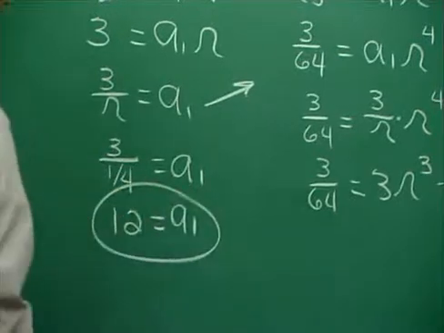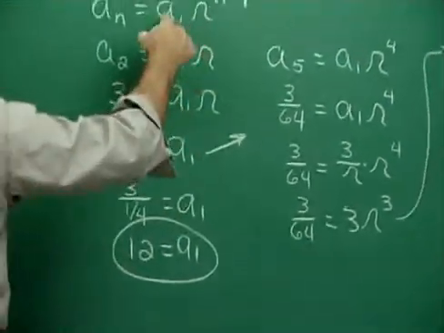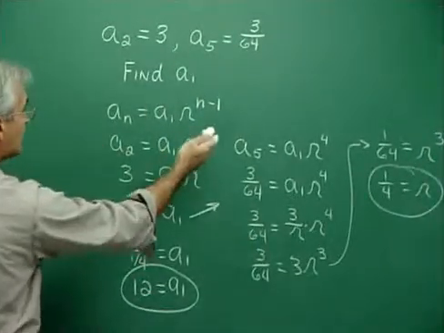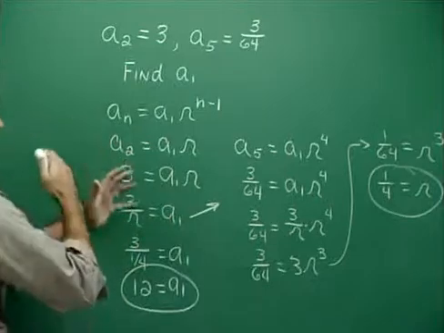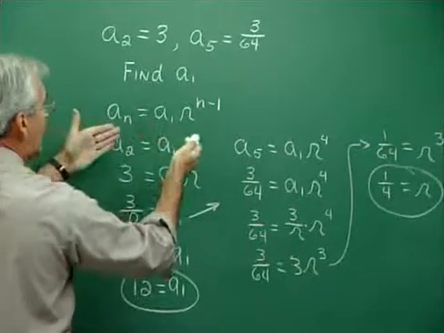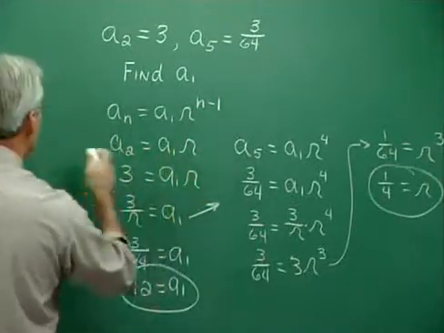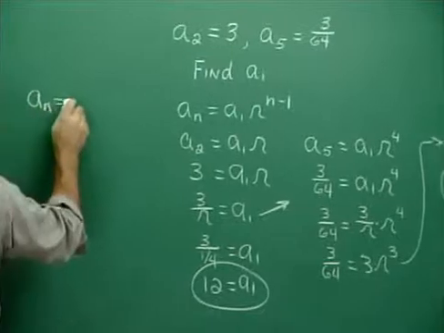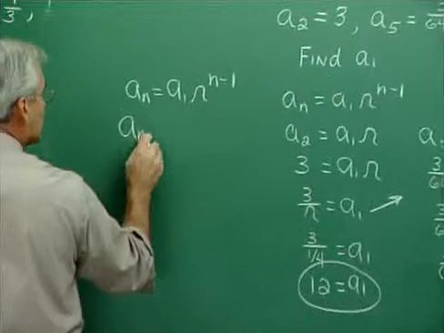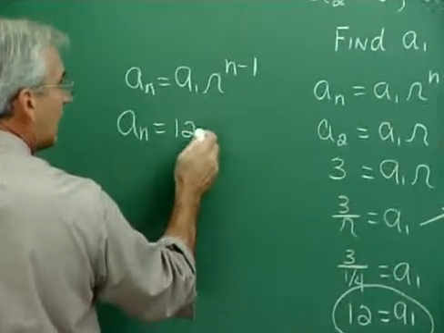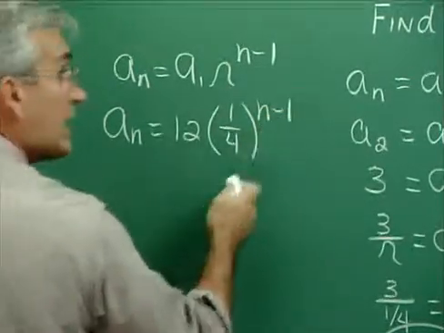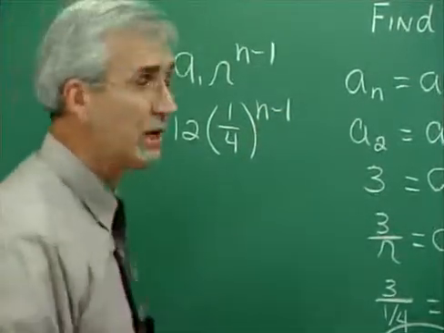Now, it turns out that this is what I was looking for. I was looking for the value of a sub 1 in this problem. If I wanted to answer other questions about this problem, then I would generate the form from the model. I would generate this form by using the value for a sub 1 and r. I would say, okay, a sub n is a sub 1 times r to the n minus 1. And I found the value of a sub 1 to be 12, and the value of r to be 1/4. And then using this, we can generate any term in our geometric sequence.